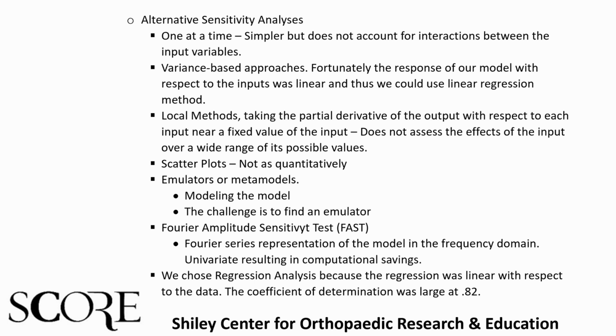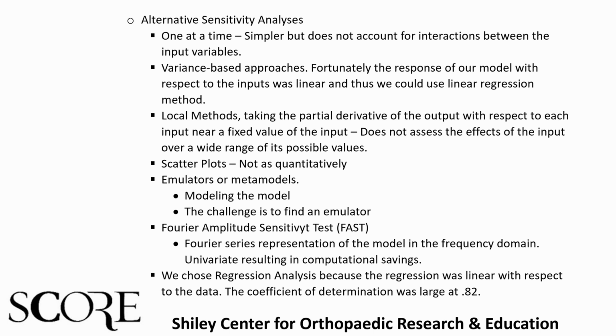We chose linear regression just because of its simplicity, because it was justified given the linearity in our data. We could have done one at a time. We could have varied each input parameter one at a time and found the correlation of the output to the input, but it doesn't account for the interaction between each of the input variables.